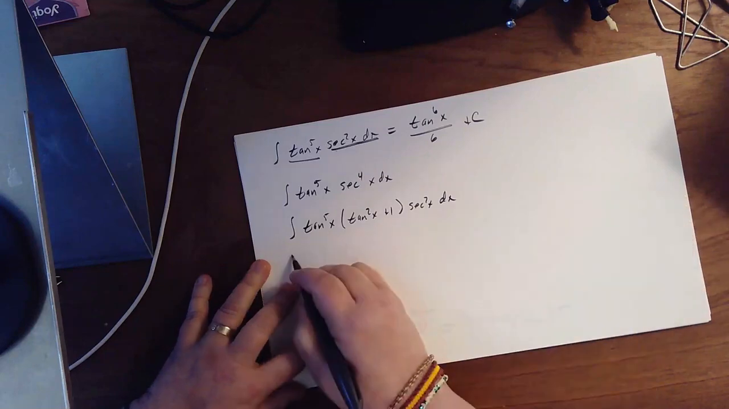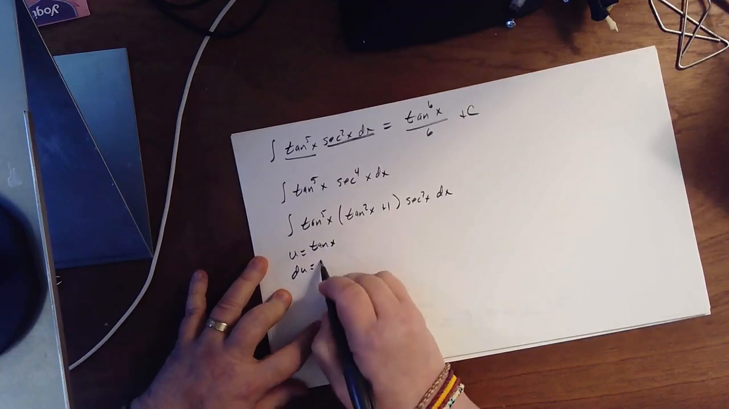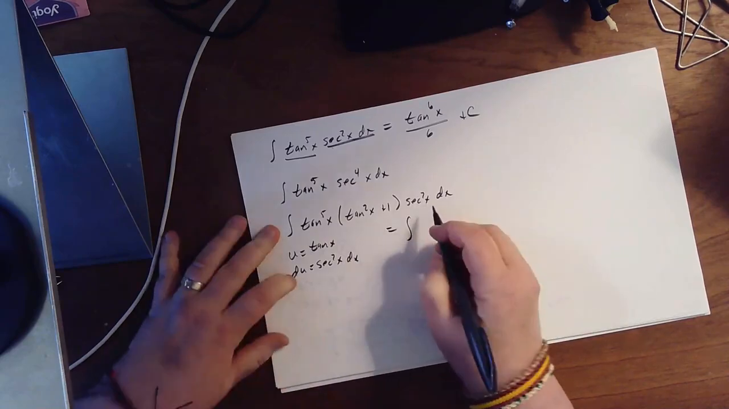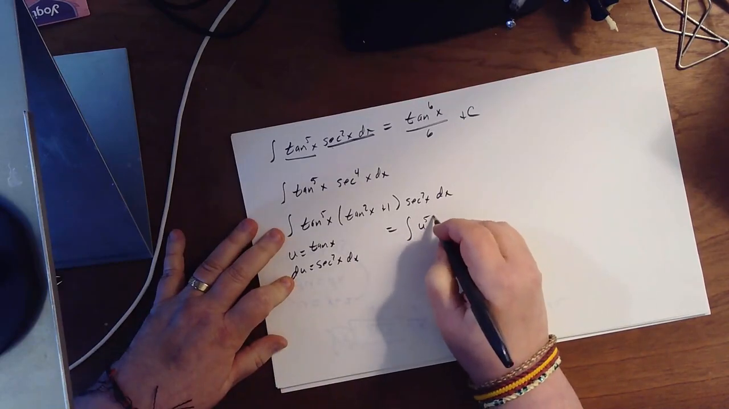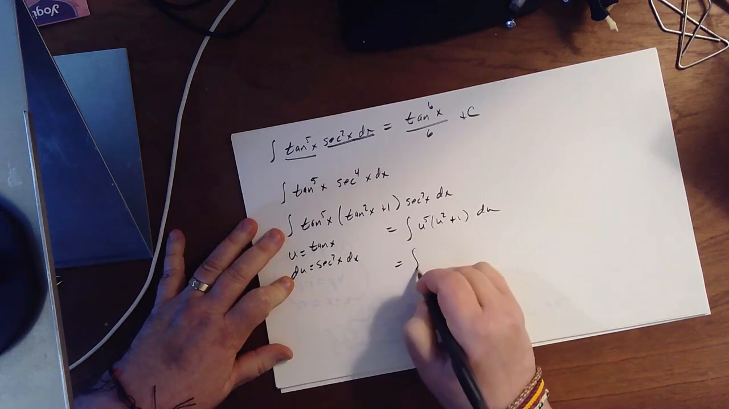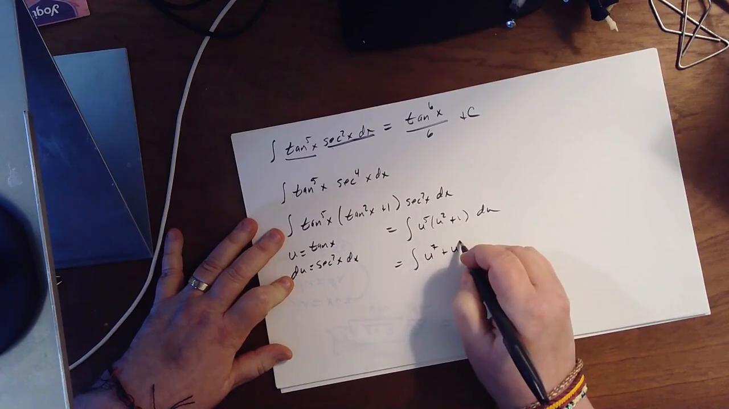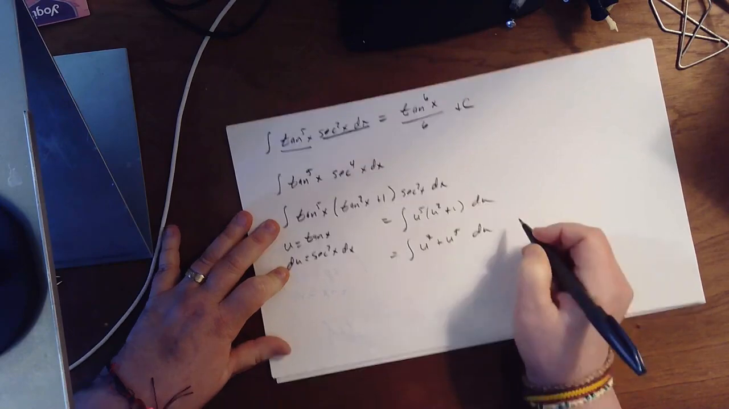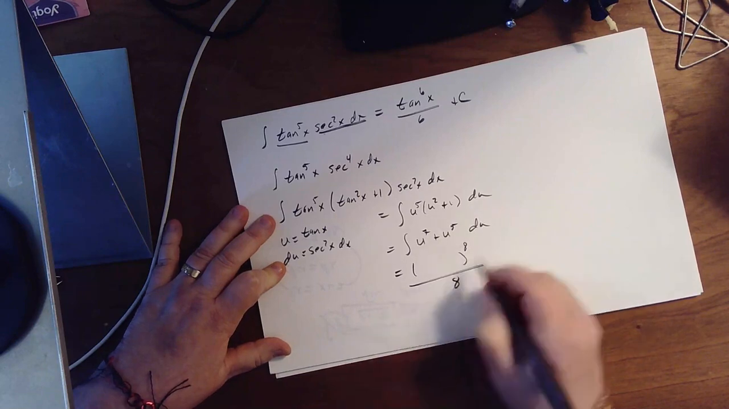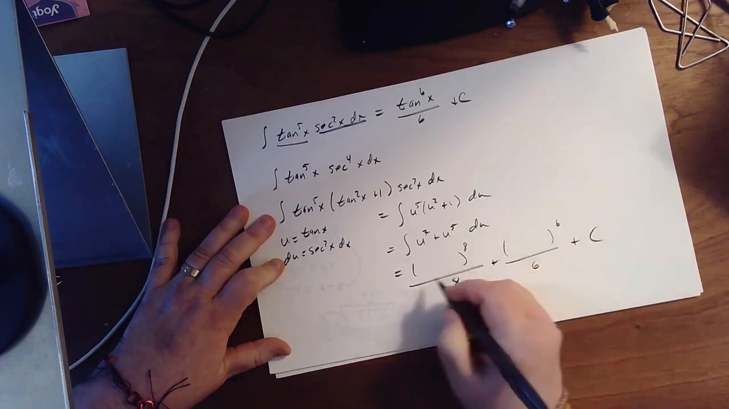This will give me, if I let u equal tan x, du is secant squared x dx. So I get the integral of u to the 5th times u squared plus 1 du. Multiplying through, u to the 7th plus u to the 5th. And doing my power rule, I get u to the 8th over 8 plus u to the 6th over 6. And my u was tan x.